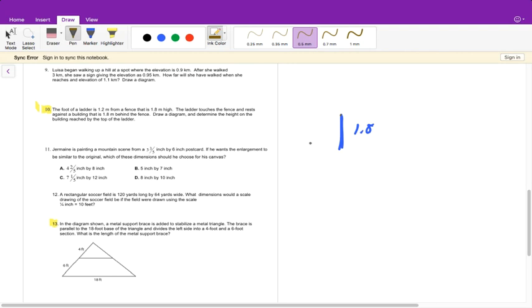All right, and it says the foot of the ladder is 1.2 meters from the fence. So I'm just going to put 1.2 for right now. I'm not going to draw the ladder just yet because we don't really know how it's going to go. It says the ladder touches the fence and rests against a building that is behind the fence.